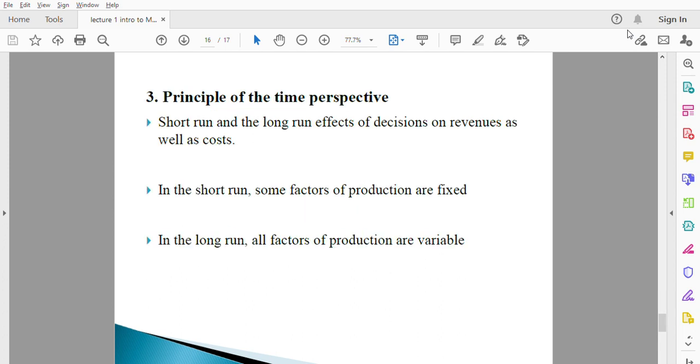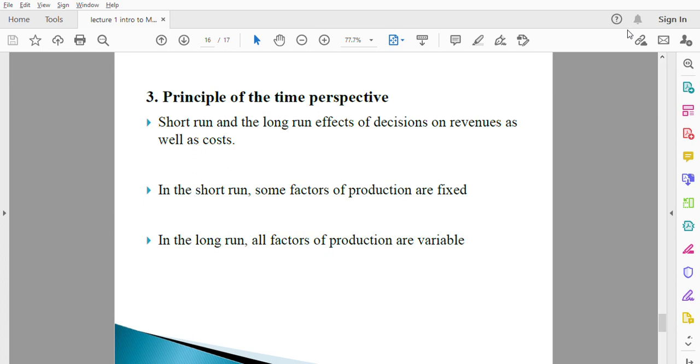So the last part, let's look at the principle of the time perspective. Principle of the time perspective. Short run and long run. I believe you've heard of time period, short run, long run. Yeah. So short run and long run effects of decision on revenues as well as cost.